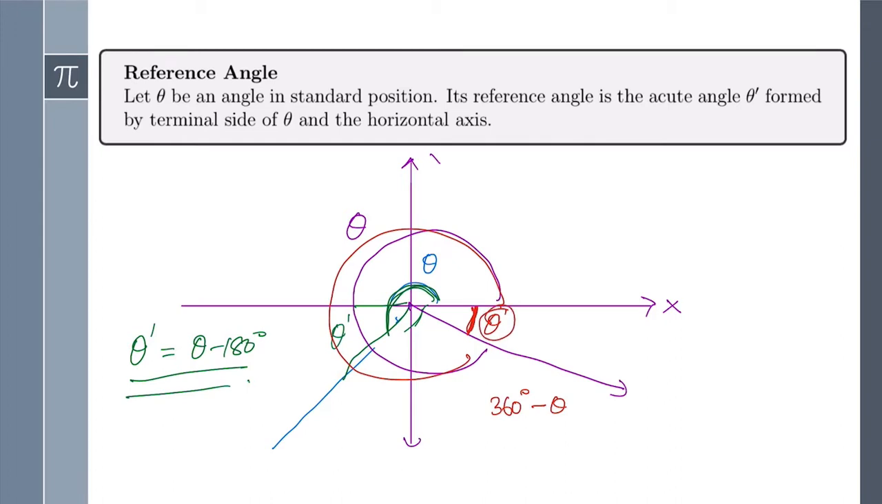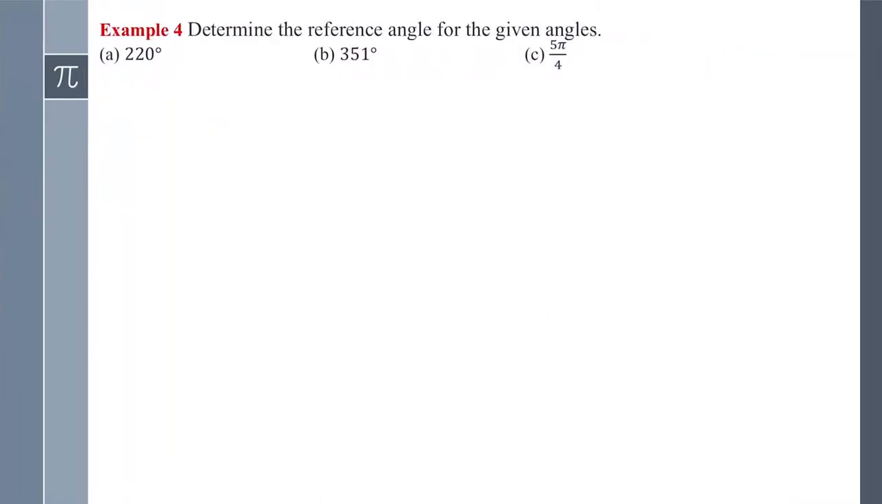So the reference angle is again very important when we are using the unit circle to find the value of trigonometric functions later. Now this one says find the reference angle for the given angles here. For that, we need to know in which quadrant the angle is. So let's go ahead and draw that here.